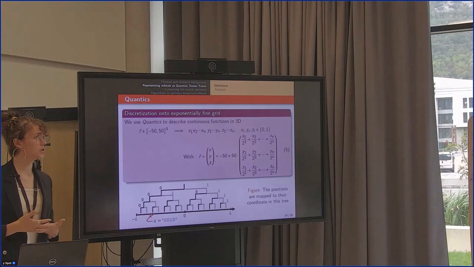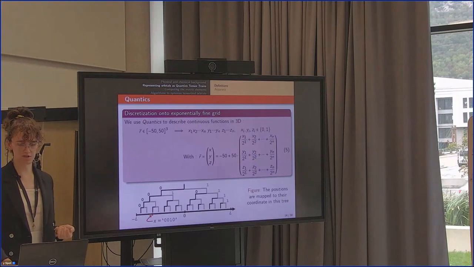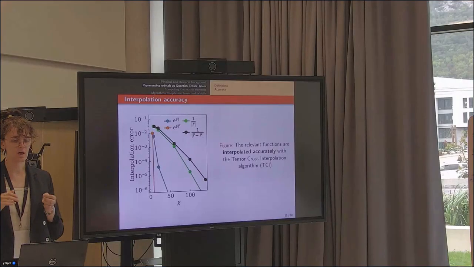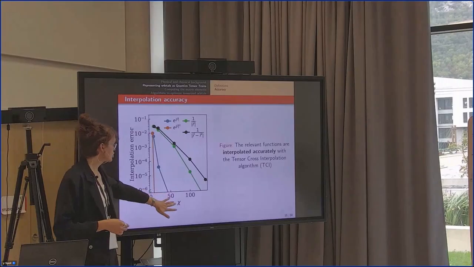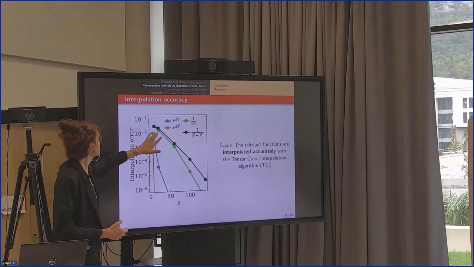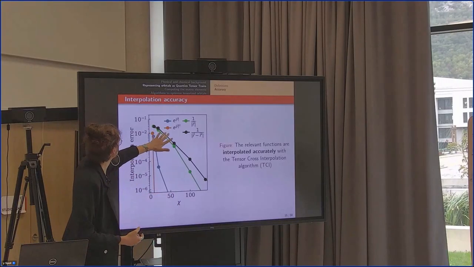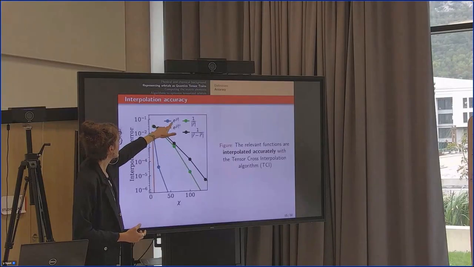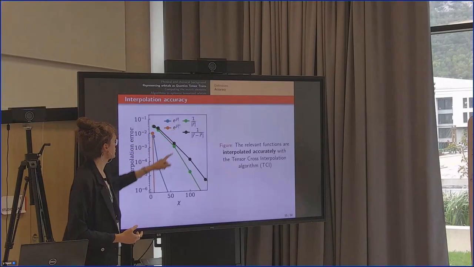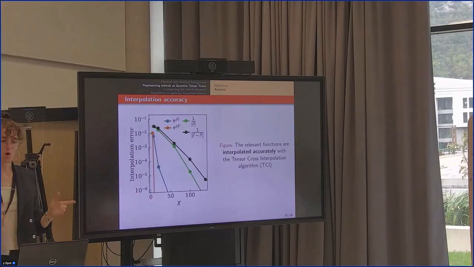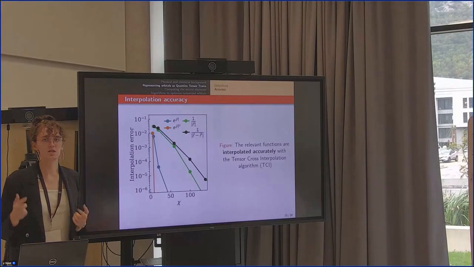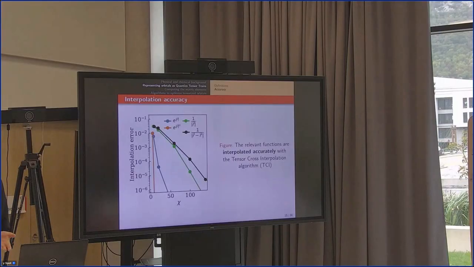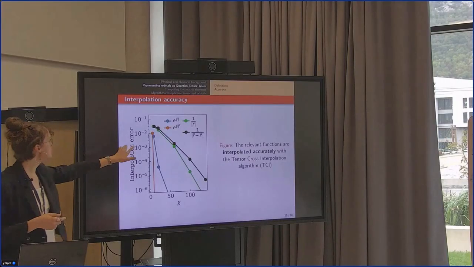To build the MPS, we will use the tensor cross interpolation algorithm. Here, I'm plotting the interpolation error as a function of the bond dimension. And this is for a bunch of useful functions. Here it's e to the r, it should be e to the minus r, and e to the minus r squared. There is a slight mistake. So I'm showing that for e to the minus r, the exact solution, e to the minus r squared, the Gaussians that have been used by chemists, but also the potentials that we are going to use.